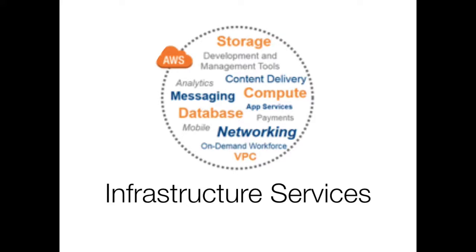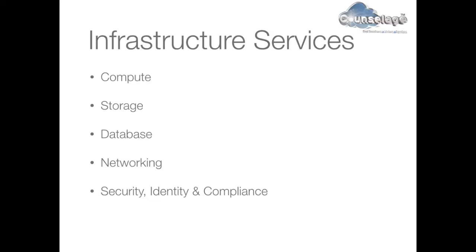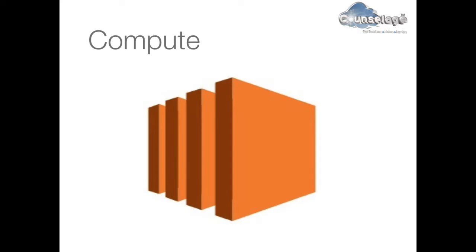Now let's see which are the infrastructure services that are available within AWS. Now, AWS consists of many infrastructure services that you can use in combinations tailored to your business and organization needs. So you have compute, storage, database, networking, security, identity, and compliance. So let's first look at compute.